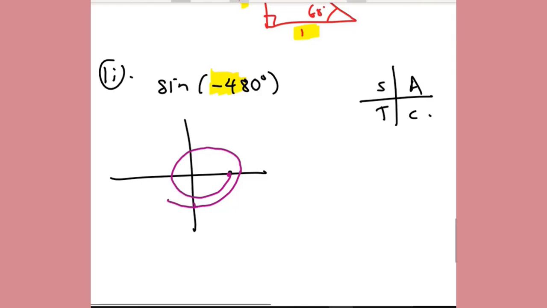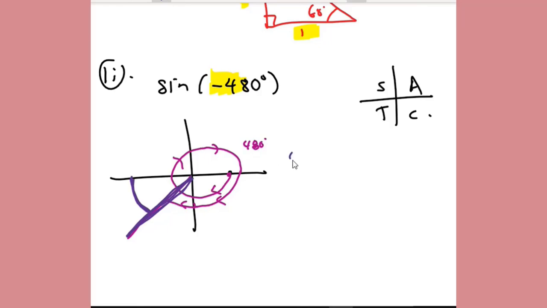Okay, and then draw the line. It stops here. Here is 480. Follow the clockwise direction. Okay, until here it stops. That is 480. And then at the stopping point, we draw the line. And then find the angle between the line and the x-axis. Okay, try to find it.